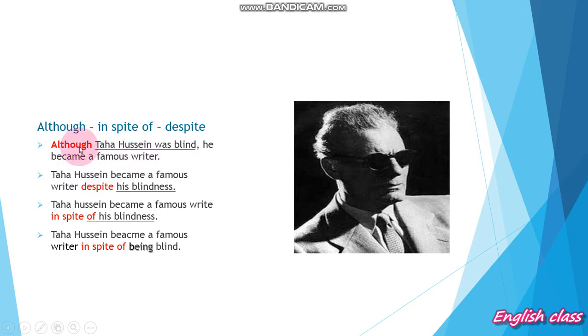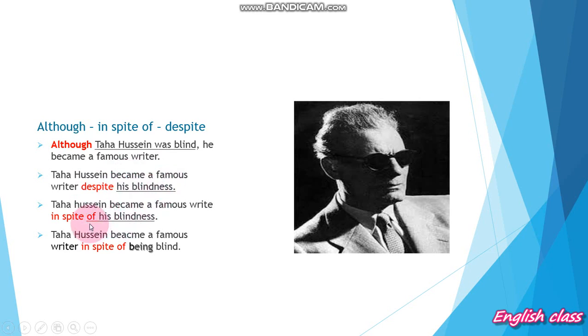Although. We can replace although with in spite of or despite. Let's see. But there is a slight difference between them. Taha Hussein became a famous writer despite his blindness. Blind is an adjective, blindness is a noun. So what is the difference between using although and despite? Although is followed by a subject, a verb, and a complement. It means it is followed by a complete sentence. Whereas despite is followed by a noun phrase: here we have a possessive adjective and a noun. So although is followed by a sentence, subject, verb, complement, whereas despite should be followed by a noun phrase.